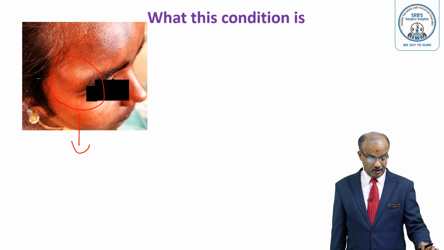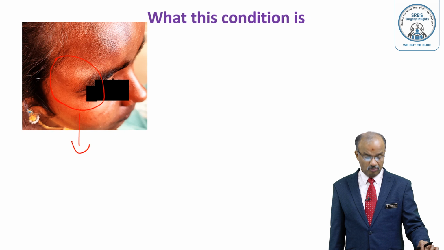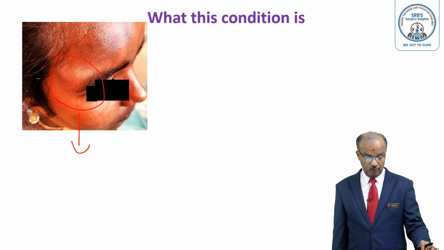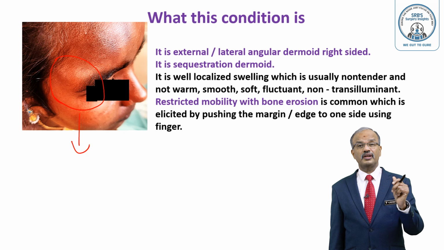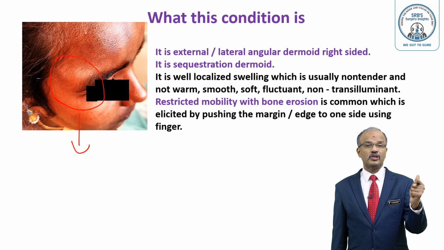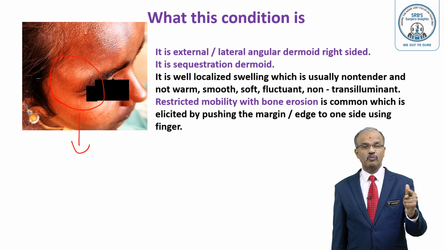A short note will be asked, external angular dermoid. You might have seen many patients like this in OP. So it is an external or lateral angular dermoid, right side of course, of the type sequestration dermoid. All of you know, sequestration dermoid is a very common dermoid.